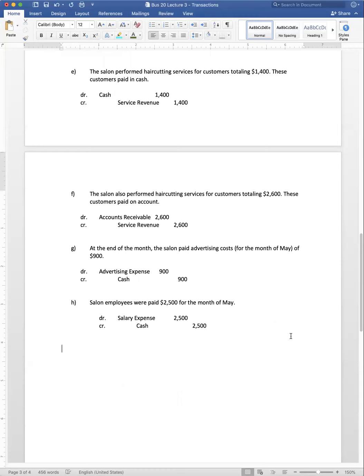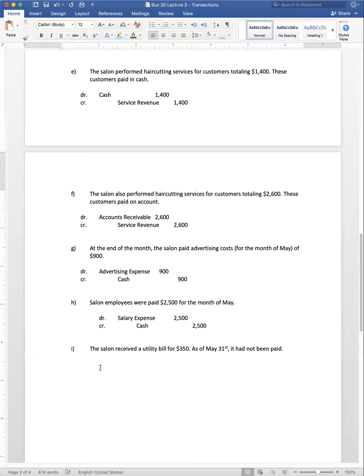Right. Okay, let's move to our next one. For I, the salon received a utility bill for $350. As of May 31st, it had not been paid. Okay, so there's no cash here, so nothing super obvious in the front, but let's look at this. They received a utility bill.